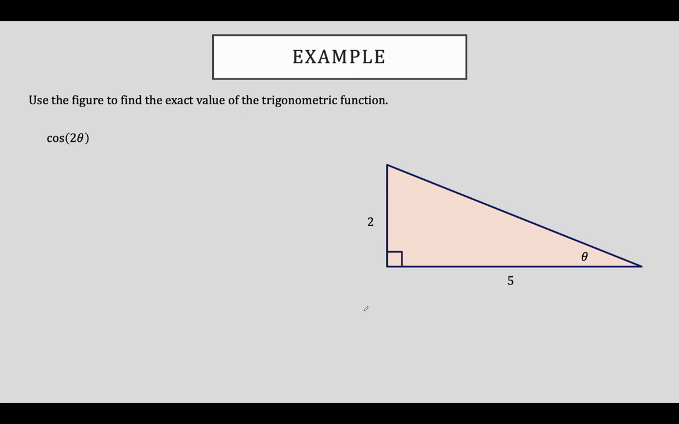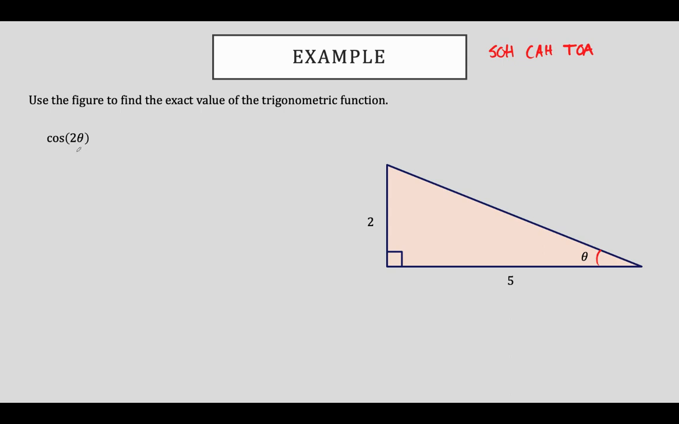Use the figure to find the exact value of the trigonometric function. Here we are asked to find the cosine of 2 theta. And notice that we are dealing here with a right triangle. Here we have our angle theta in the bottom right-hand corner of our right triangle. Well, when we're talking about right triangles, the acronym that should come right to mind is SOHCAHTOA. Remember, sine is opposite over hypotenuse, cosine adjacent over hypotenuse, tangent opposite over adjacent.